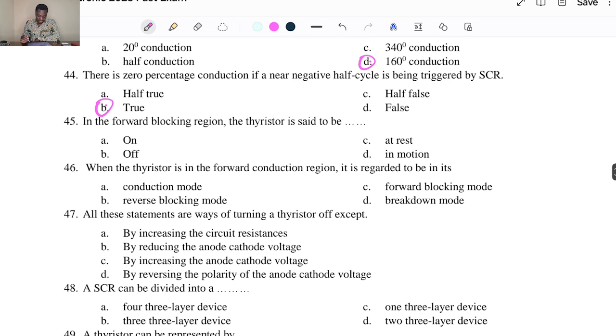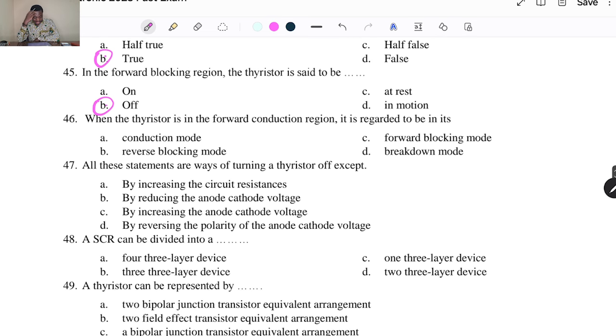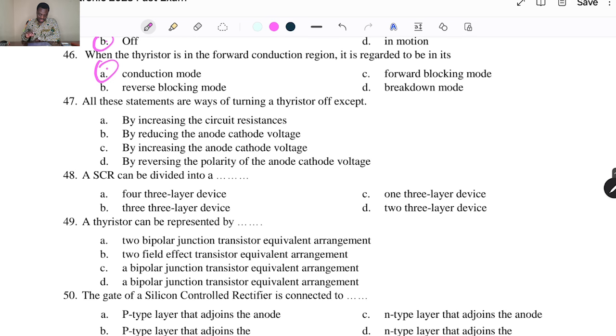In the forward blocking region, the thyristor is said to be forward blocking, meaning the thyristor is still in the off state. When the thyristor is in the forward conduction region, it is regarded to be in the conduction mode, right? When you are in the conduction mode.